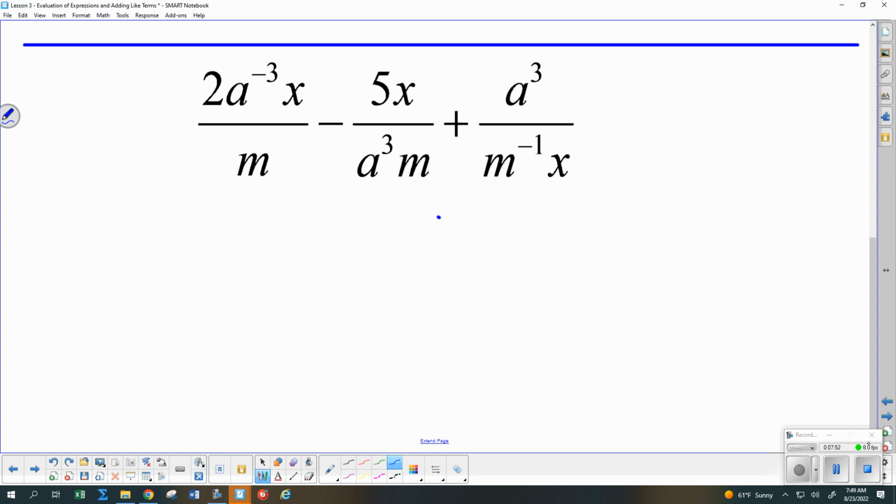All right, so with this one, I'm not sure what is a like term and what isn't. I'm going to first make sure I rewrite everything with only positive exponents so I can see what matches up. So first term, 2a to the minus 3x over m. Manas, would you help me clean that one up, please? Just this one. So what would I have? Just dictate what I write.